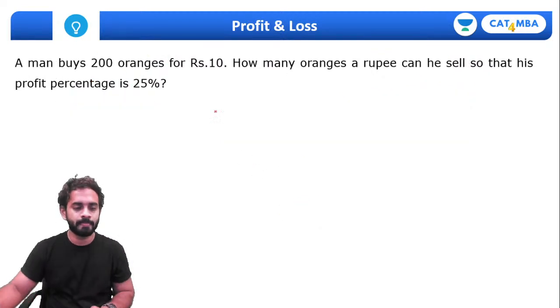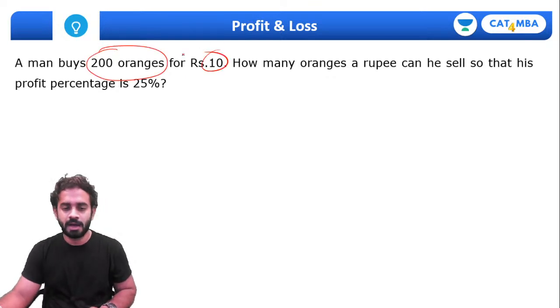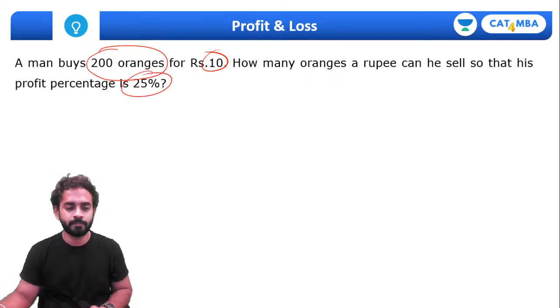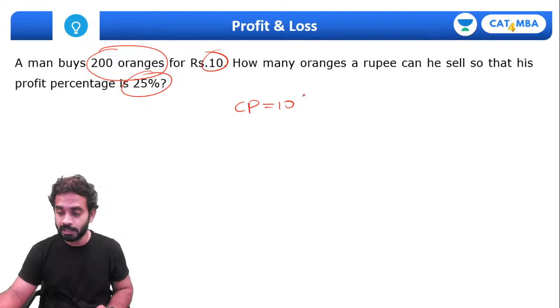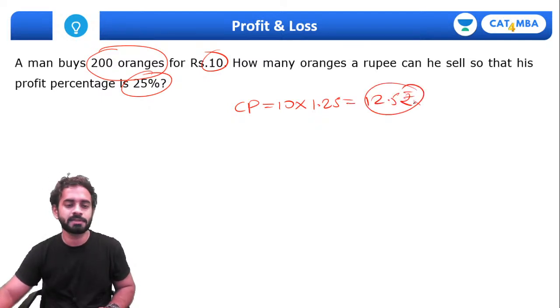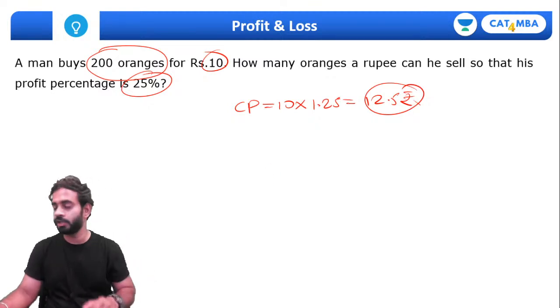Okay, next question. A man buys 200 oranges for 10 rupees. How many oranges a rupee can he sell so that his profit percentage is 25%? Right? Now we know that his cost price for entire 200 oranges is 10 rupees, and if he wants 25% profit, we'll have to multiply this by 1.25. It means 12.5 rupees should be his selling price, right? 12.5 rupees is the selling price of 200 oranges, right?